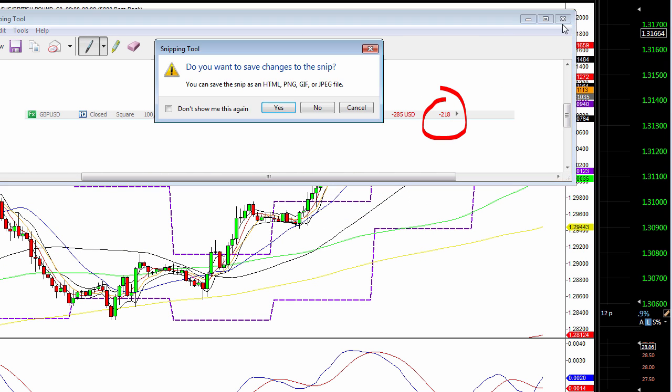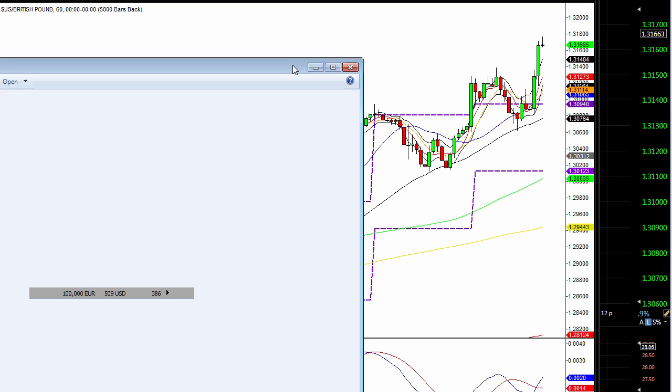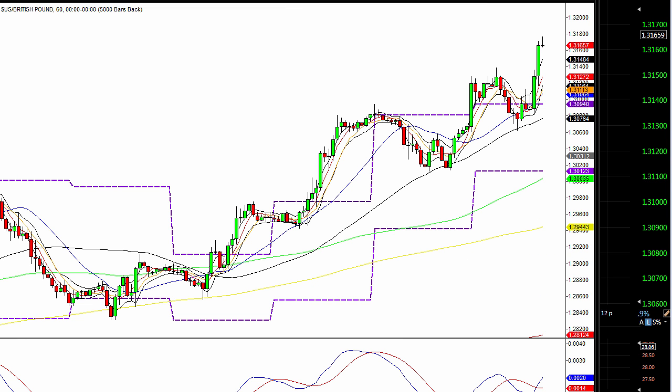We lost 218, but we did take another trade this morning, which I think I said earlier was more of a semi-swing, and that one made 386, as you can see here. Just taking a screenshot of that. So in actual fact, it was a positive day. It was only to the tune of, what's that, just under 200 quid. But it was a profitable day.